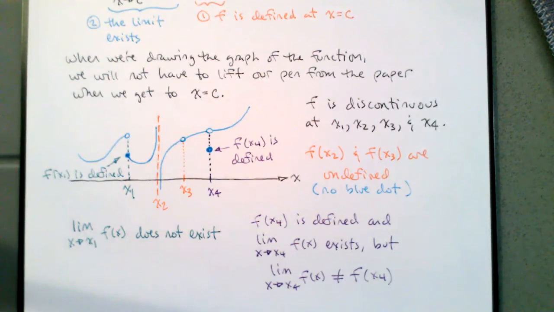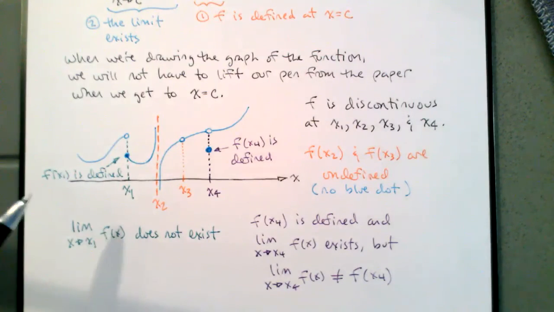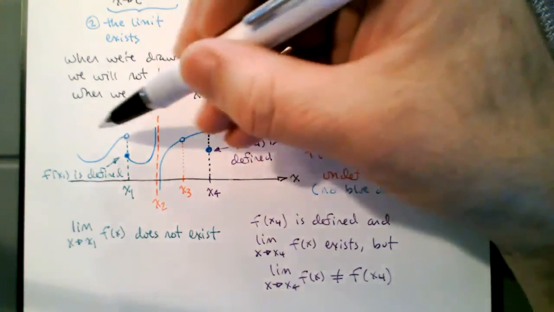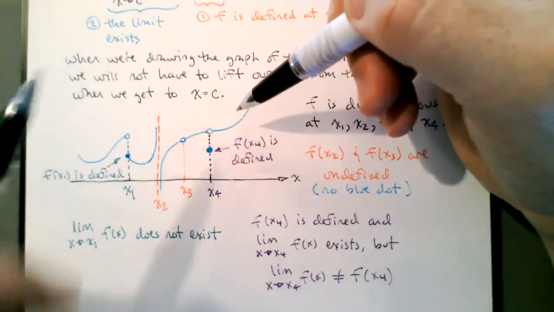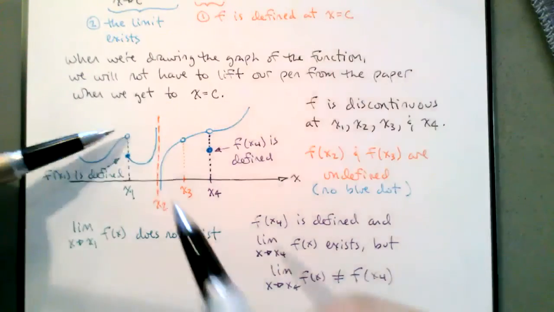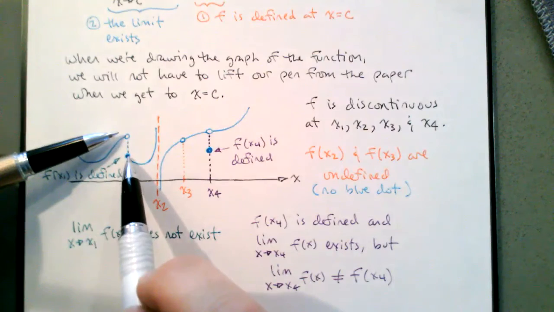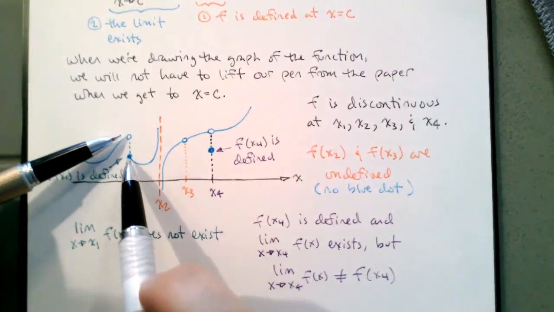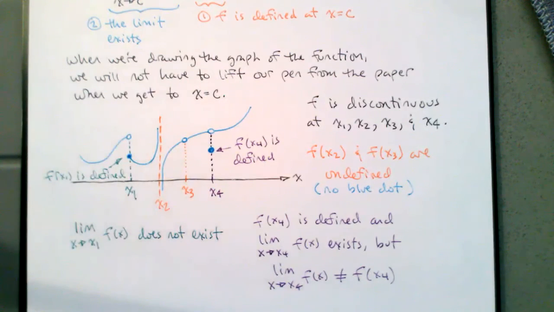Professor, how come for x1 the limit doesn't exist, but for x4 it does? Because the limit exists if we're always getting closer to some value. So if this blue dot is at a height of 10, then the function is from both sides getting closer to 10. But if this dot is at 10 and this blue dot down here is at 5, from one side we're getting closer to 10, but from the other side we're getting closer to 5. We're not approaching any one value. Oh, okay, thank you.